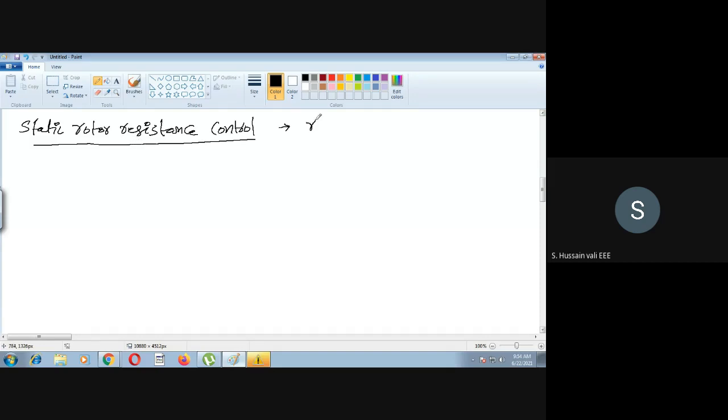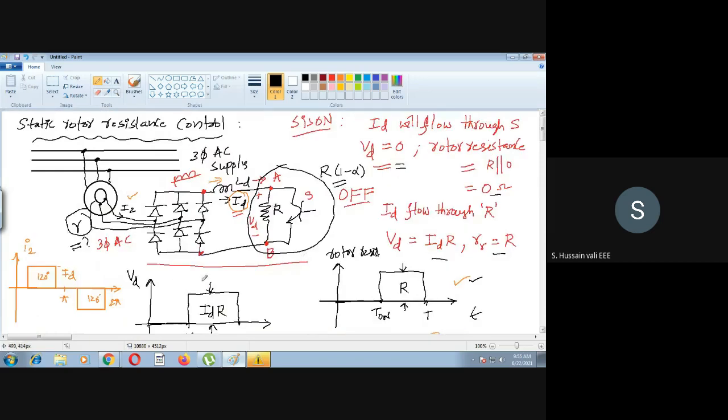We will control the rotor resistance using static devices. What are the static devices? The static devices are power semiconductor devices. Using the power semiconductor devices we will control the rotor resistance. Then we'll bring this circuit here.